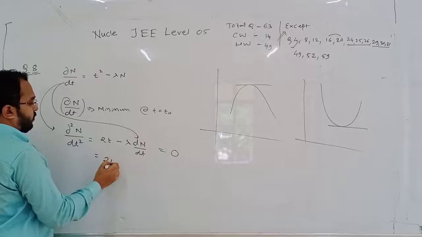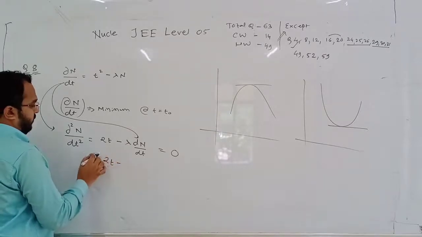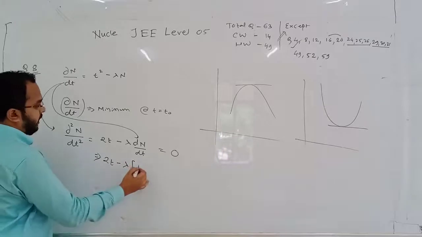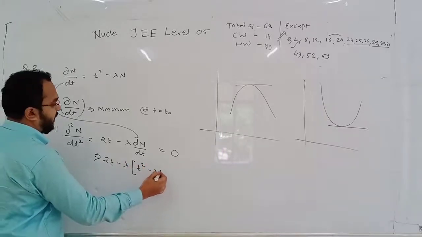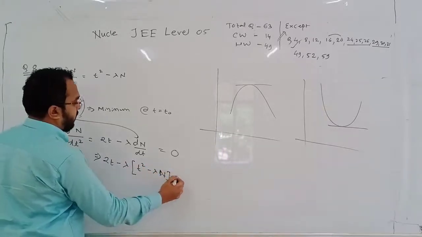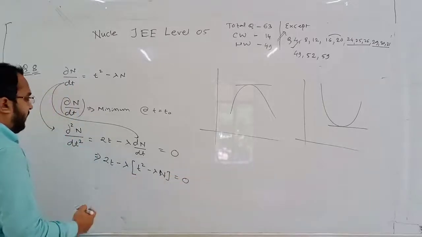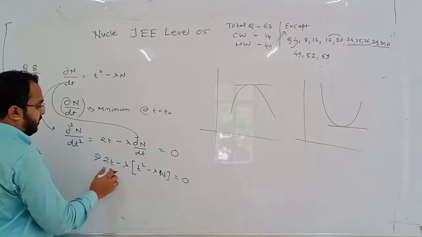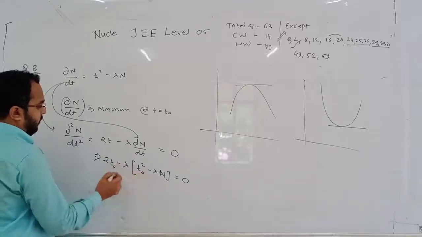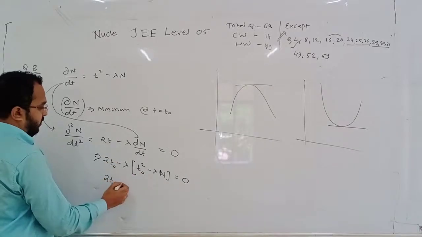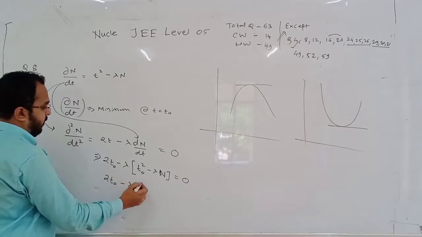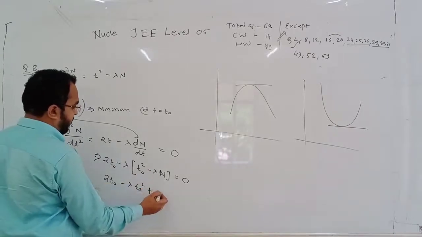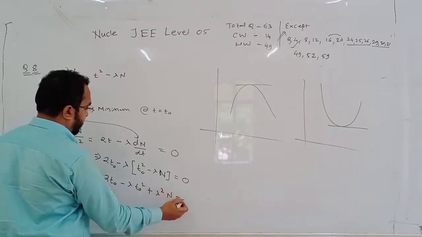So we get 2t minus lambda times the value of dN by dt. What is the value of dN by dt? It is t square minus lambda N, equal to 0. Open this bracket. And at this time, the time is t naught. So 2t naught minus lambda t naught square plus lambda square into N is equal to 0.